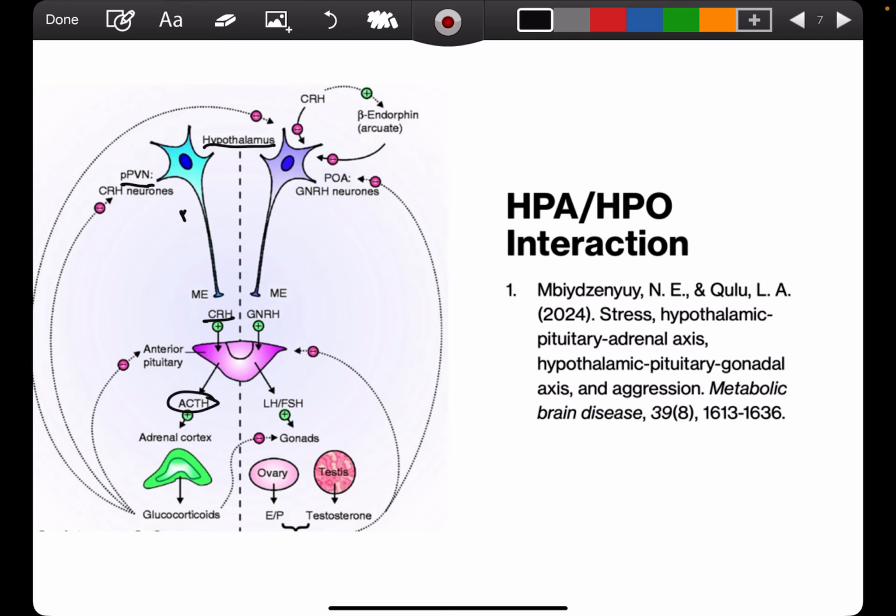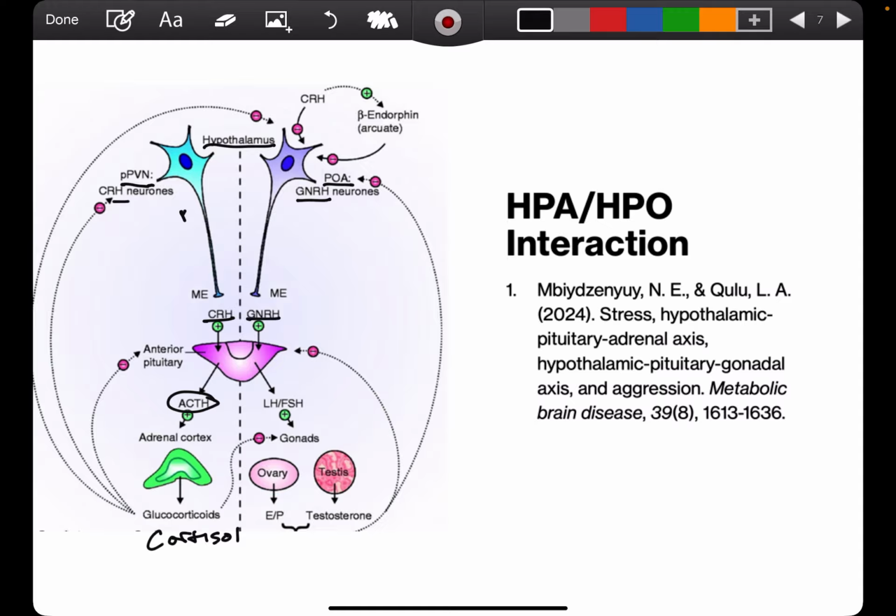CRH, we're going to focus on the HPA axis on this left side. So the PVN secretes CRH, which travels to the anterior pituitary, which then synthesizes ACTH and releases it to the adrenal cortex. And this graphic uses glucocorticoids, but we're still calling that cortisol because it is a glucocorticoid. And then cortisol again feeds back to the anterior pituitary and the hypothalamus to inhibit CRH and ACTH.